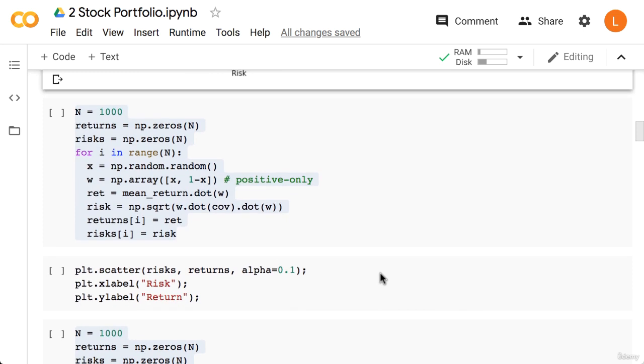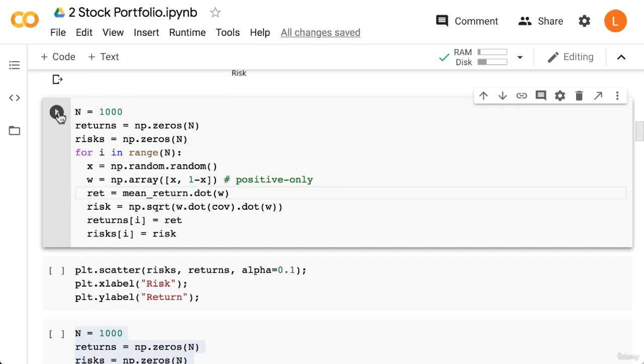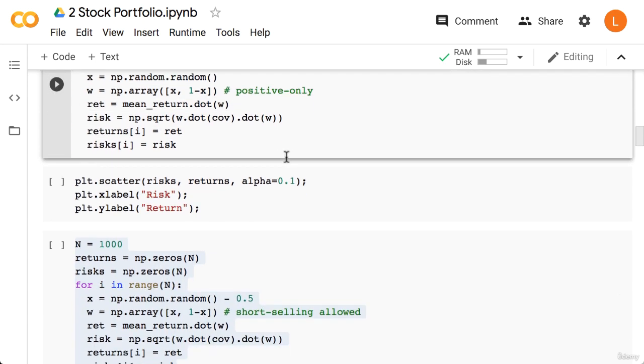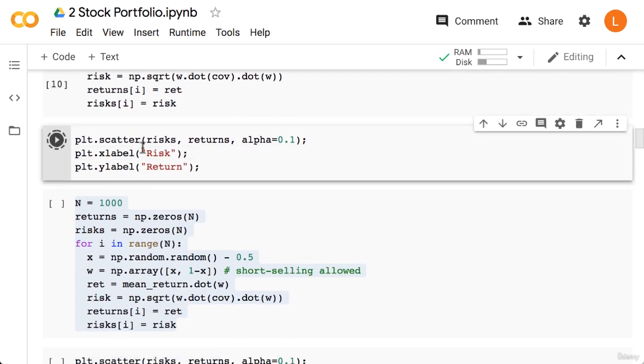So in the next block, we're going to use a different way of generating our weights. This loop is almost the same as before, except for the part where we generate the weights. To generate the weights, I'm going to create a single random number between 0 and 1. We'll call this x. Then I'm going to set w to just be a 2-element array containing x and 1 minus x. Okay, so let's run this. And let's draw our plot.